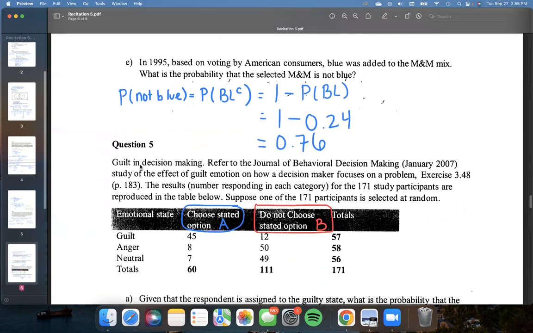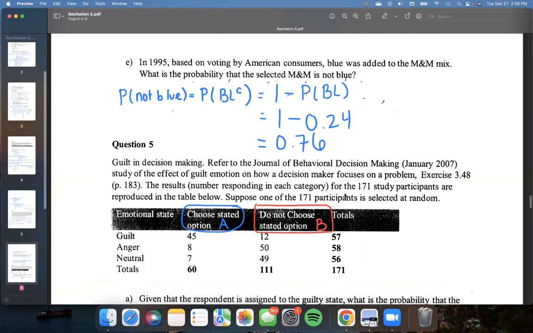All right, so question 5, guilt in decision making. Refer to the Journal of Behavior Decision Making, January 2007 study of the effect of guilt emotion on how a decision maker focuses on a problem, Exercise 3.48. The results, number responding in each category for the 171 study participants, are reproduced in the table below. Suppose one of the 171 participants is selected at random.